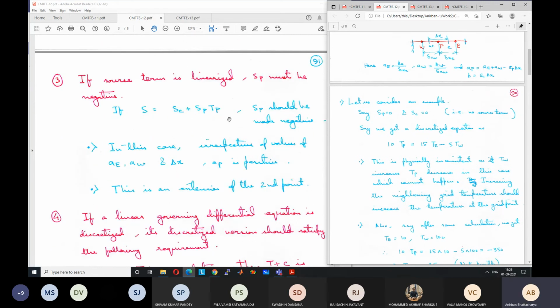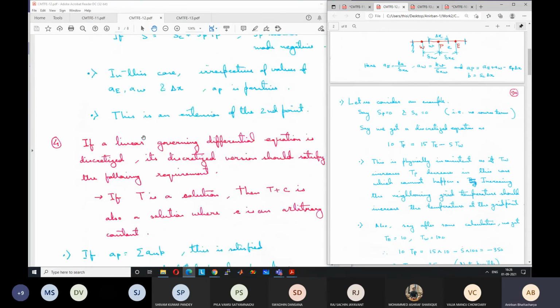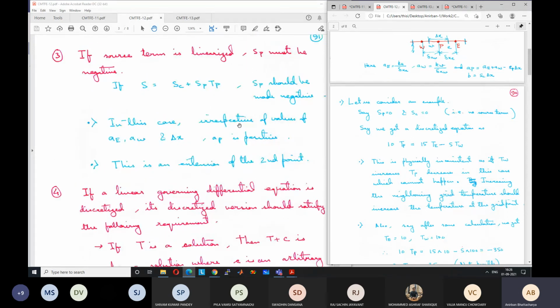So if S is equal to SC plus SP TP, SP should be made negative. In this case, irrespective of values of AE, AW, and delta X, AP will always be positive. So this is like a corollary or an extension of the second point, and it's just beneficial. Sometimes it is unavoidable. If you cannot make SP negative, then SP should be taken as 0. We will see that in linearization, how to take this to be 0. It should not be taken as positive.